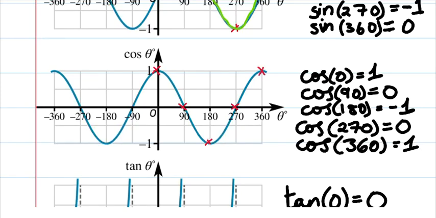Just like with sine, cosine has a period of 360 degrees, with the same amplitude and frequency rules as sine. The key idea is that cosine is just a shifted version of sine. They are phase shifted by 90 degrees. So if you shift cosine by 90 degrees, you'll get the sine wave.